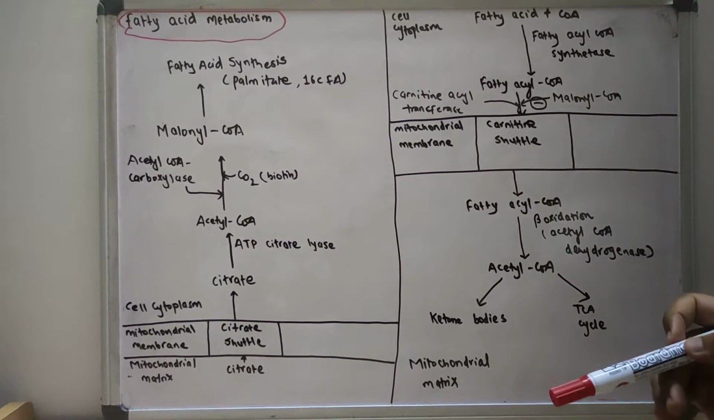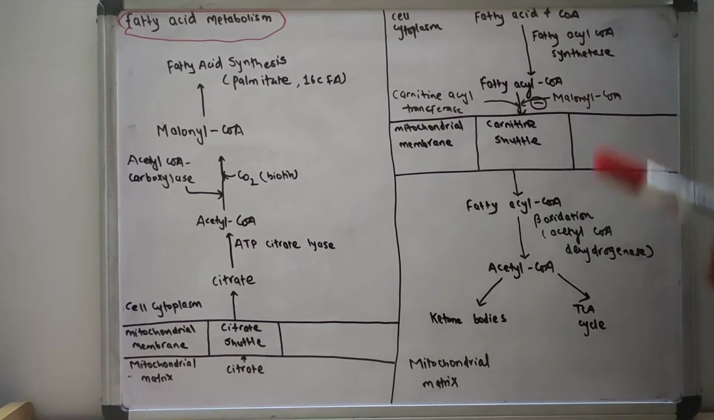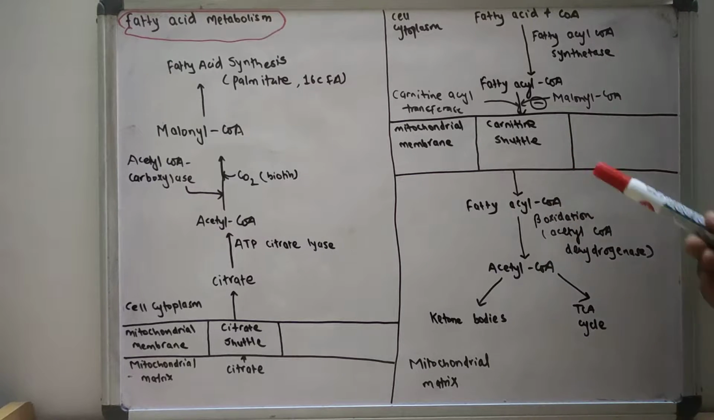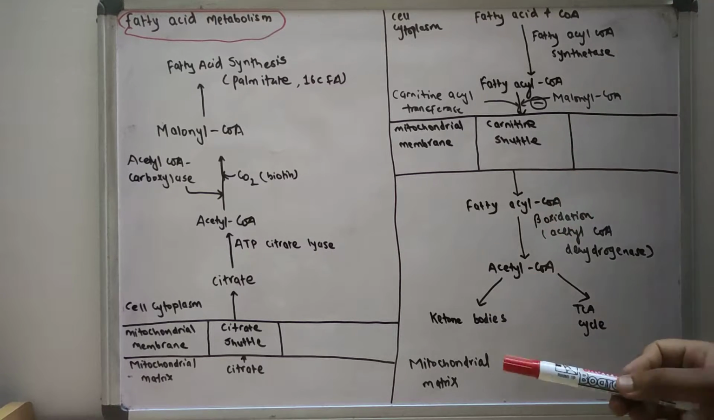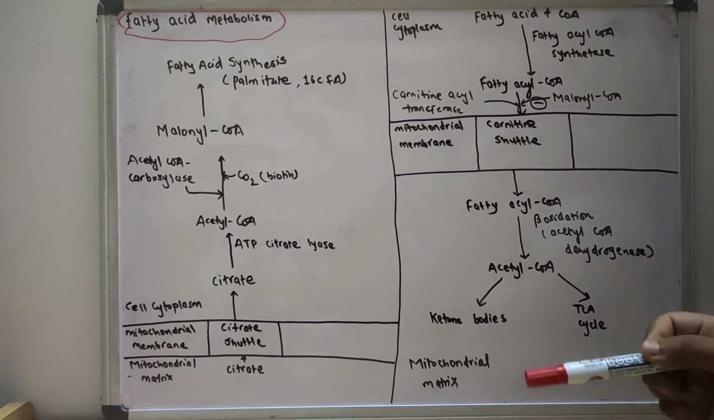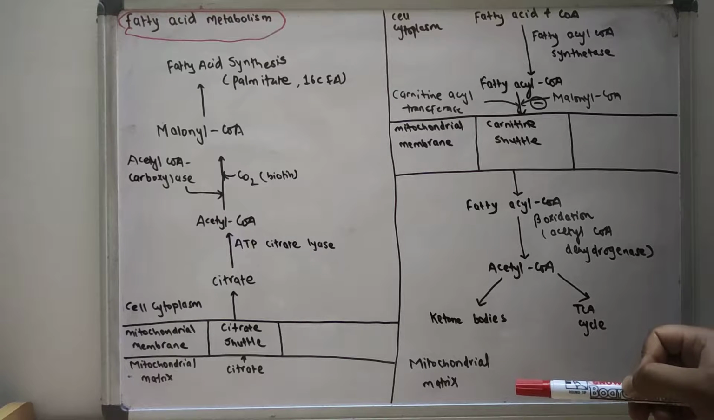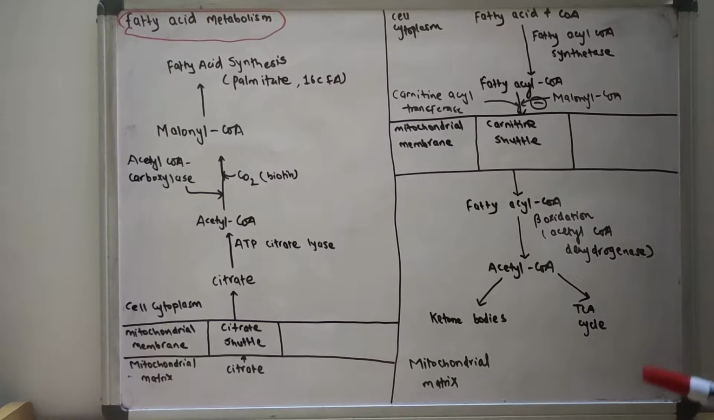Whereas fatty acid degradation starts from the cell cytoplasm, and with the help of the carnitine shuttle, the fatty acyl coenzyme A is transported to the mitochondrial matrix, and eventually the fatty acid is broken down into ketone bodies, and the acetyl coenzyme A is transported to the TCA cycle for further metabolism. Now let us start the fatty acid metabolism.